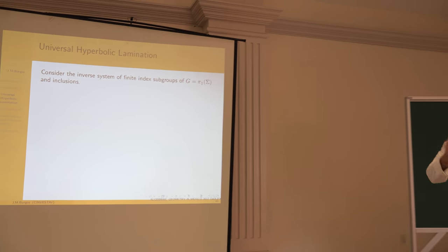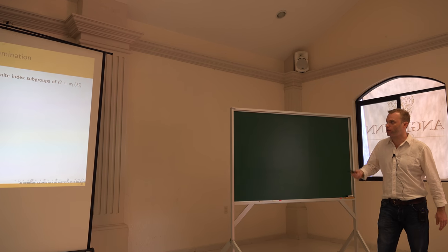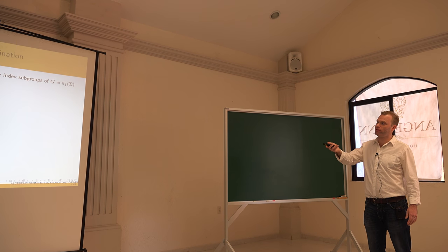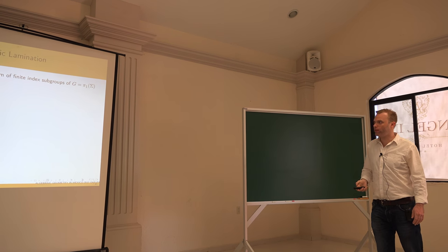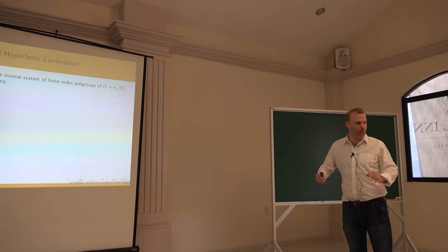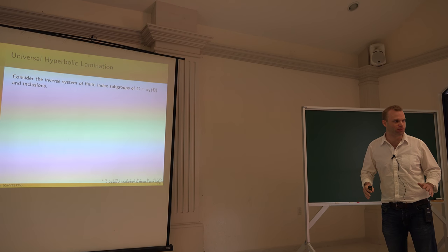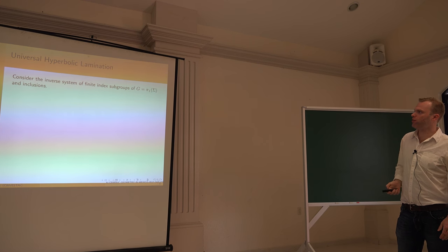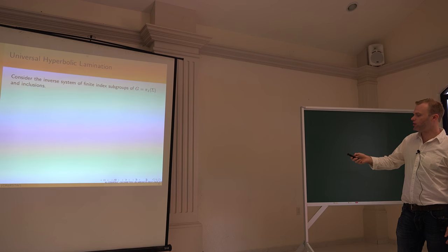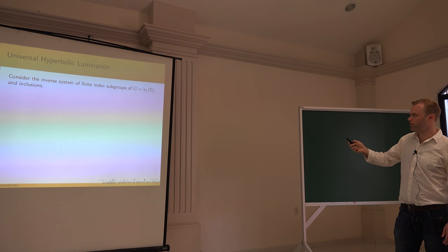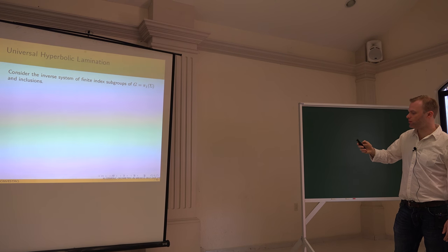We put this information in the freezer for a while, and now we talk about what the hyperbolic lamination is. Consider the inverse system. I am in the preliminary section. I'm still talking about preliminaries. Consider the inverse system of finite index subgroups of the fundamental group. G will denote, along all the talk, the fundamental group and the inverse system with its inclusions.